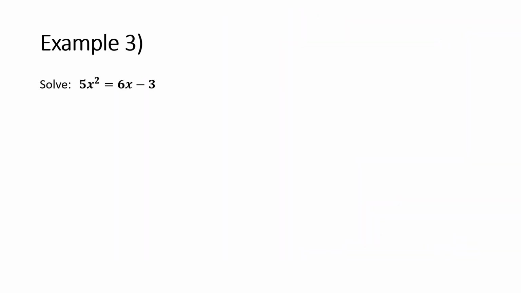Let's try one last example. We're going to solve 5x squared equals 6x minus 3. Now for the first time, this one is not written in standard form. What we need to do before anything else is set the equation equal to 0.